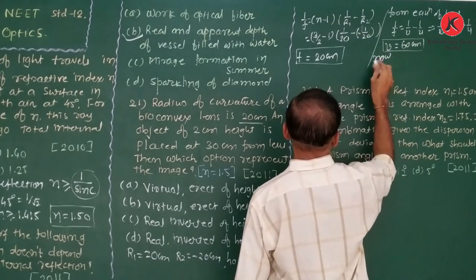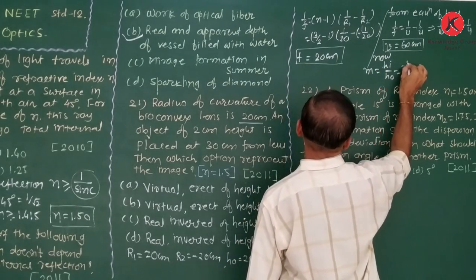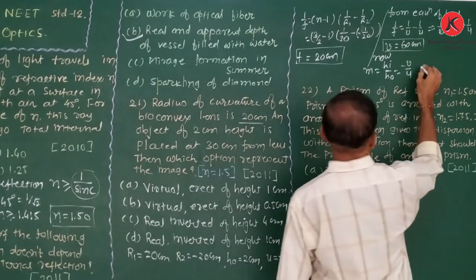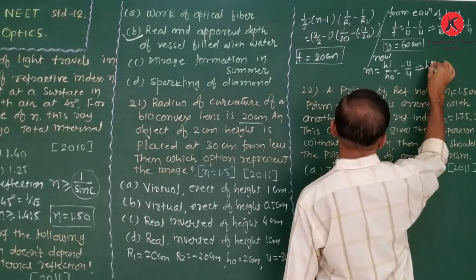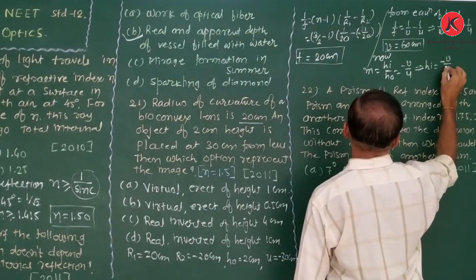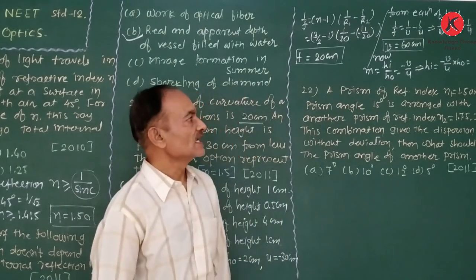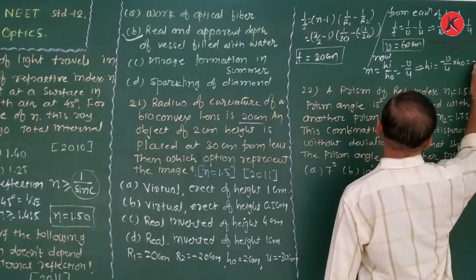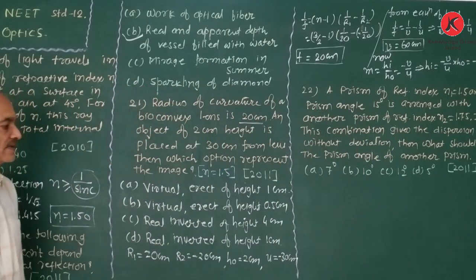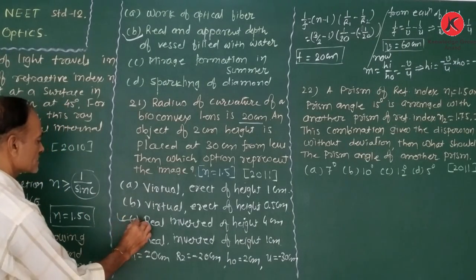Now, we know that magnification M is equal to HI upon HO is equal to minus V upon U. Using this concept, we can find out the height of an image HI. HI is equal to minus V upon U into HO. So as a result, we obtain the HI is equal to minus 4 centimeter. That is the height of an image. Therefore, our C option is there.